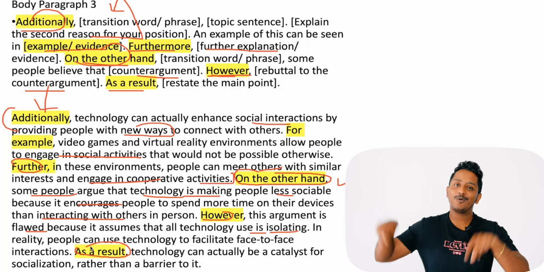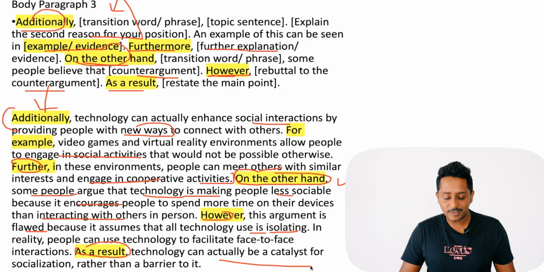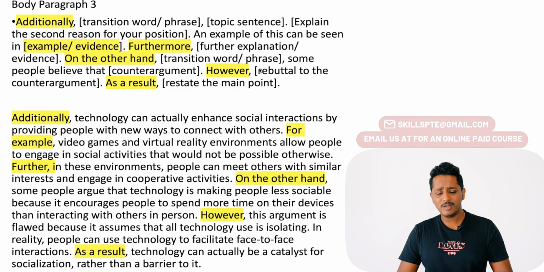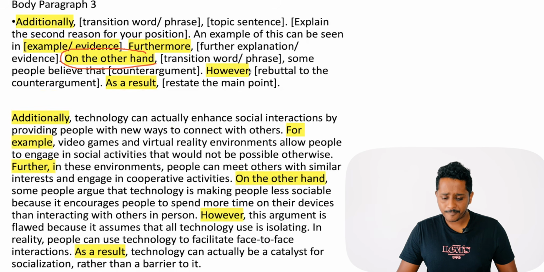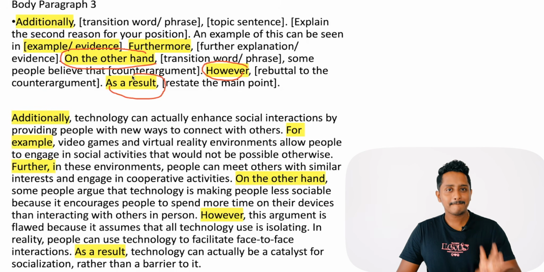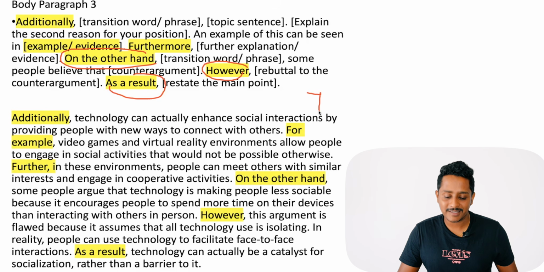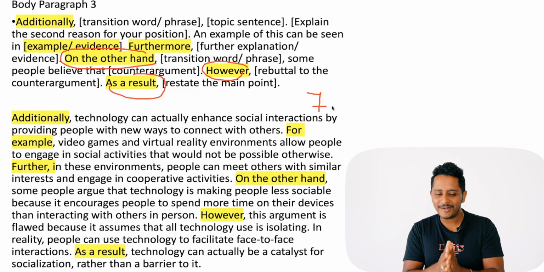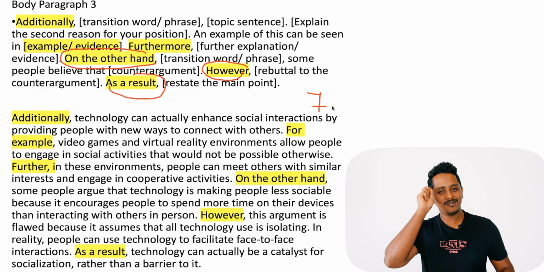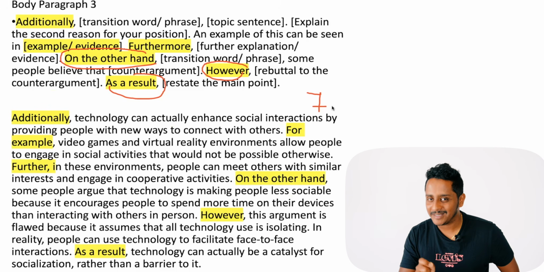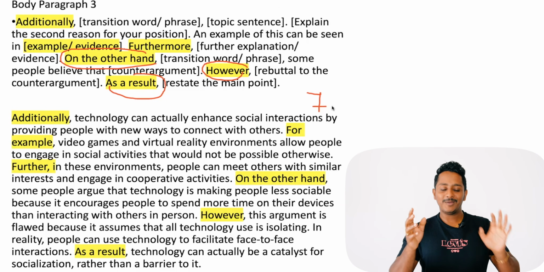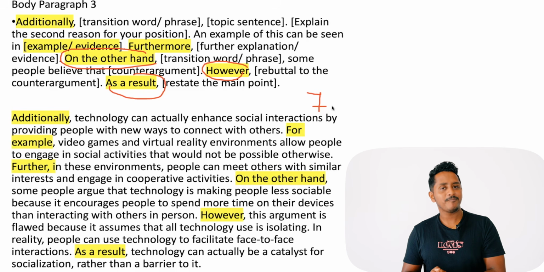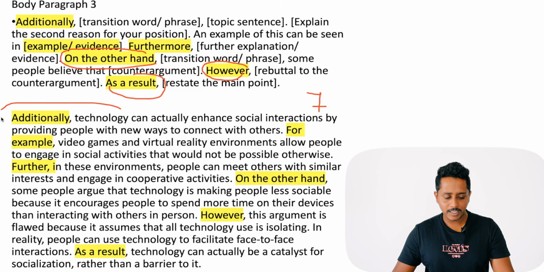As a result, go back to your viewpoint: technology can actually be a catalyst for socialization rather than a barrier to it. Most important, I am telling you, this transition will actually decide whether you can get 7 or not. Coherence and cohesion is all about narration, something very important. Just note it down. You can watch the video again. This video will not be deleted. It's not a limited version video. You can have a look at it at any point of time, but just see through it how the transition is happening. Now forget about the template and just highlight.